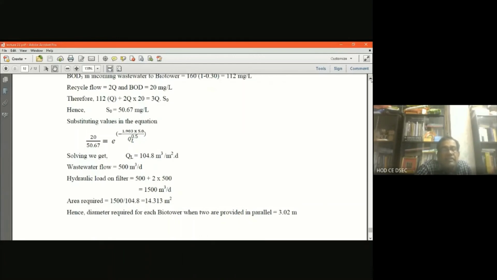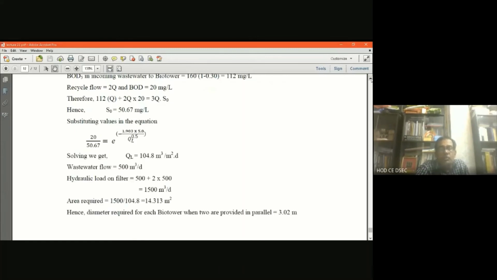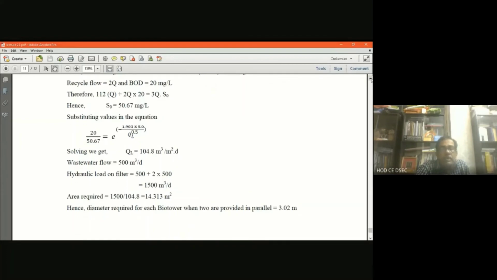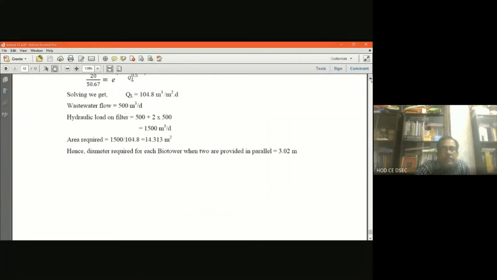So pi d square by 4 is known. So the diameter required for each biotower, when two are provided in parallel, equals 3.02 meter. Because the two filters you have to provide in parallel, it is divided into two towers. So you can find out the diameter of the filter.